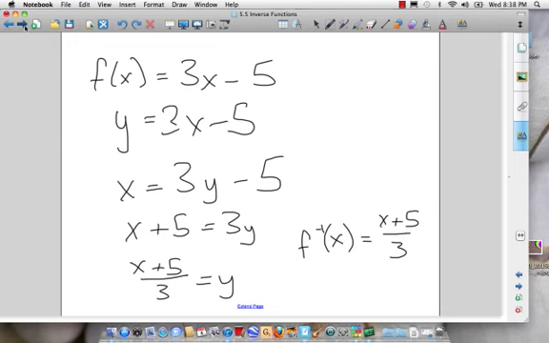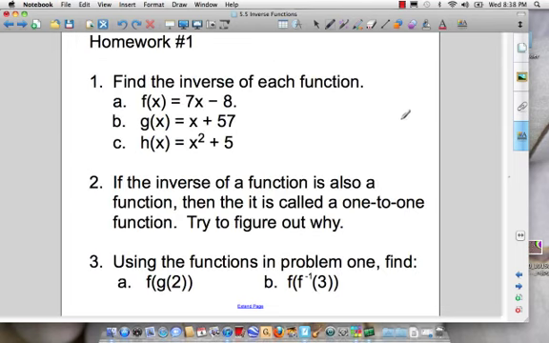Okay, so there's your homework. Pause the video if you need to copy them down. And number 1, A, B, and C, it's what I just demonstrated. Number 2 is a thinking question. And number 3 actually requires you to review something we did in the previous term. Okay, have it ready for class next time. Thanks.